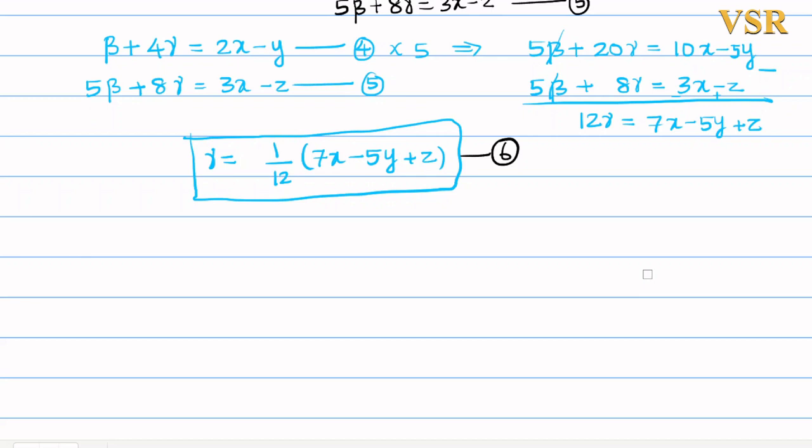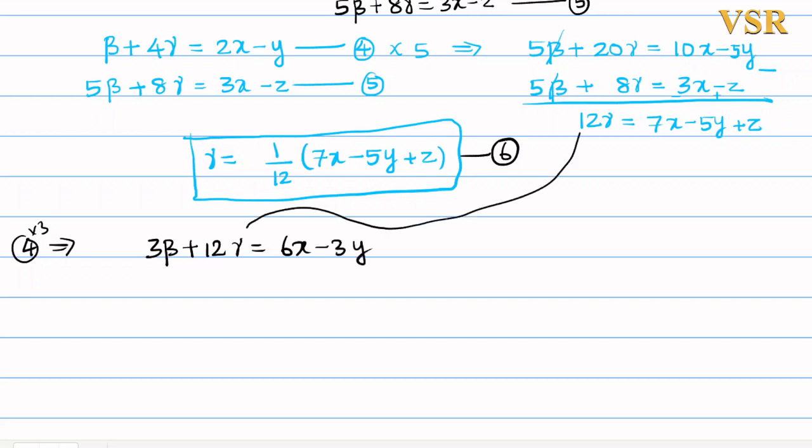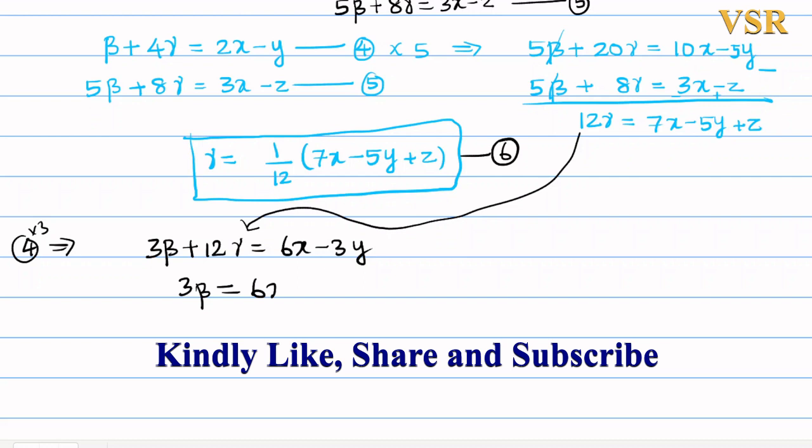So the fourth equation will imply that, multiply the fourth equation by 3. So what do you have? 3 beta plus 12 gamma, which is equal to 6x minus 3y. So now substitute this here. So what we'll have, this is 3 beta, which is equal to 6x minus 3y minus 12 gamma, which is equal to 6x minus 3y minus 7x plus 5y minus z.